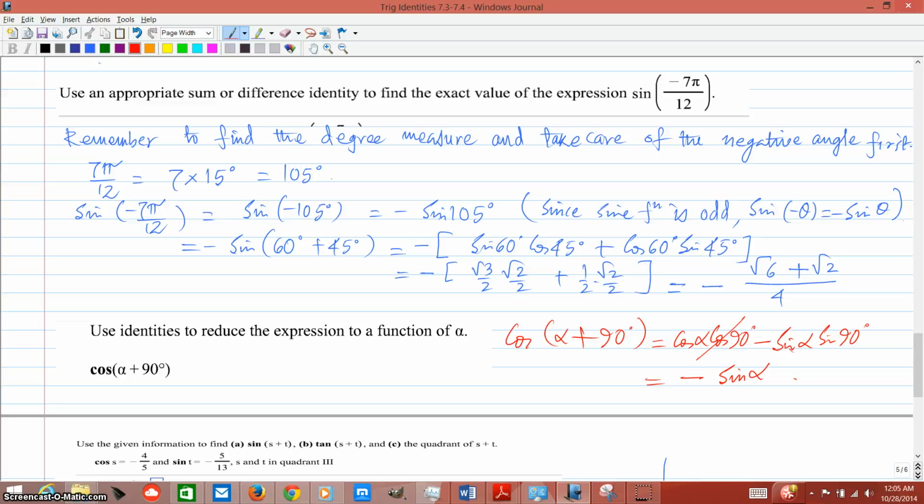And the key idea for this type of problem, whenever it's a negative angle and in radians, you take care of that by converting it into degrees and taking care of the negative angle first, and then come up with the two special angles. You can do the whole problem in terms of degrees and you'll still get the correct answer.